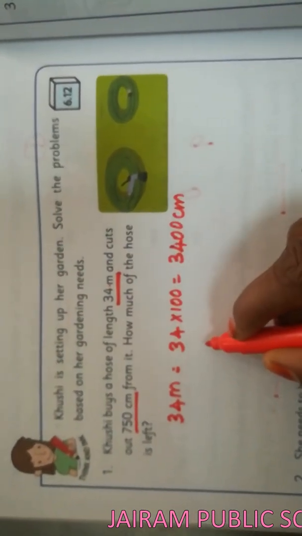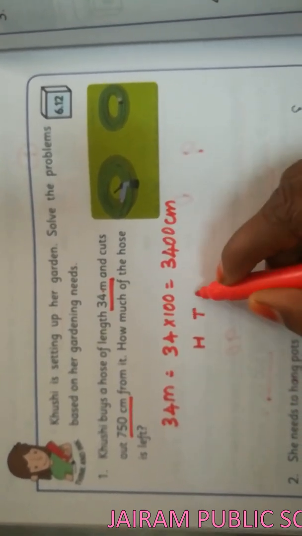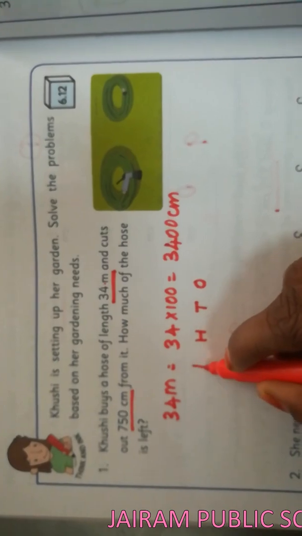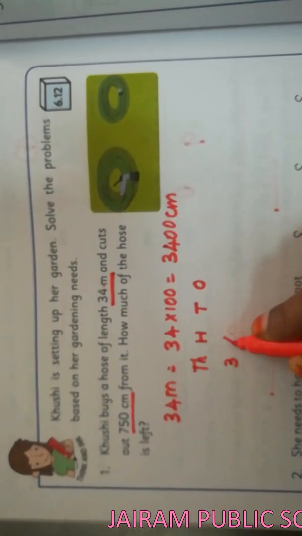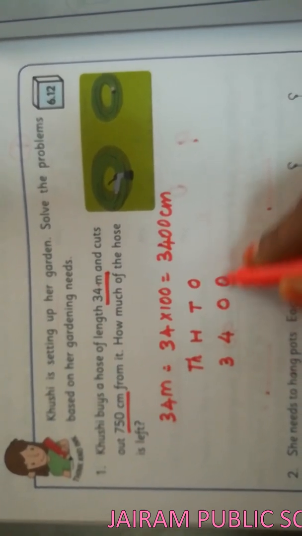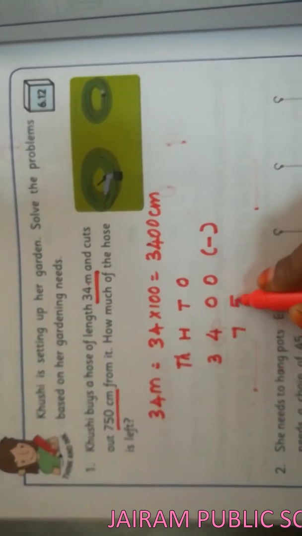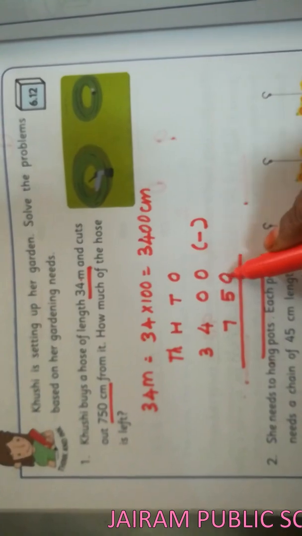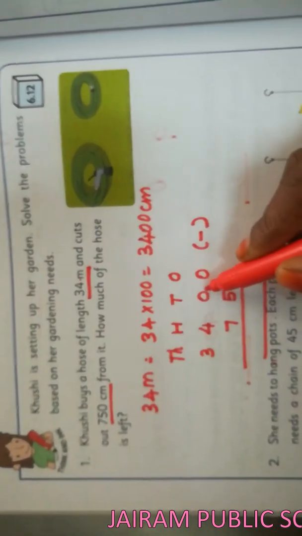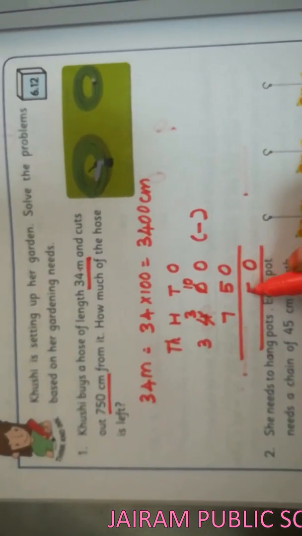Then we have to find out how much length of the hose will be left. For this, we have to write the place values 100, 10, 1, and also the 1000 place value. So we have to write the numbers in the place value correctly. We have to use the subtraction operation. Then we subtract the values. 0 minus 0 will be 0. 0 minus 5 is not possible, so we have to take a borrowing. It will be changed as 10. 10 minus 5 will be 5.